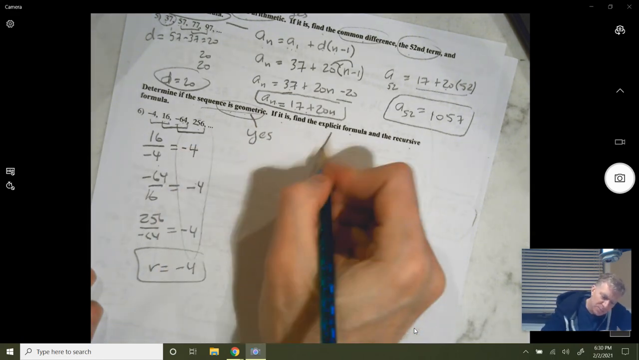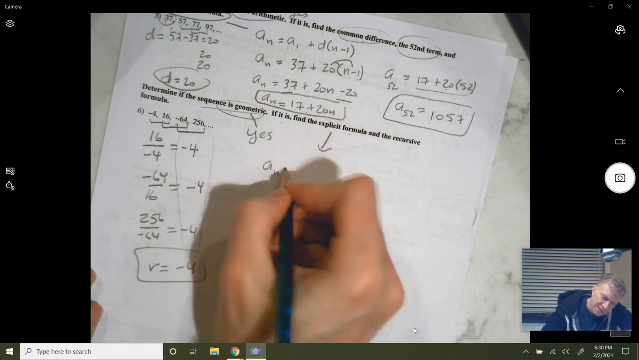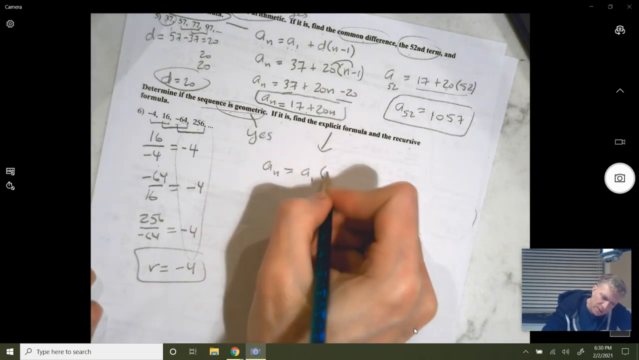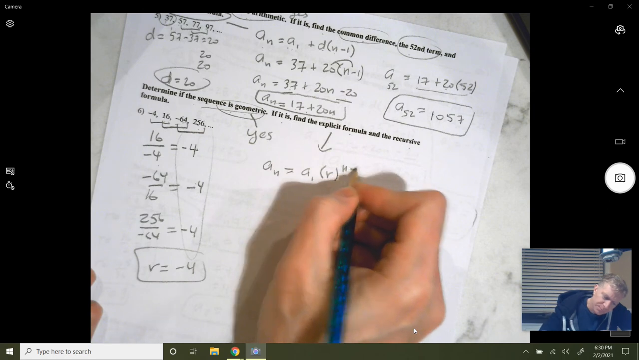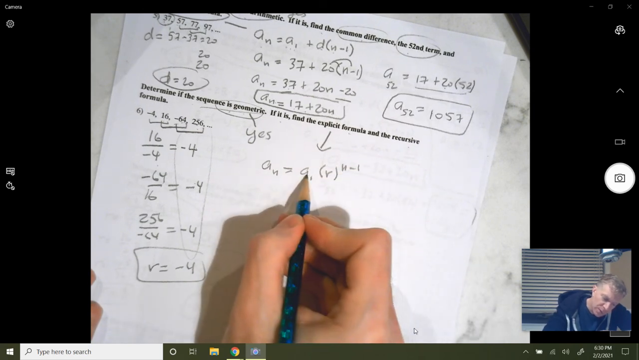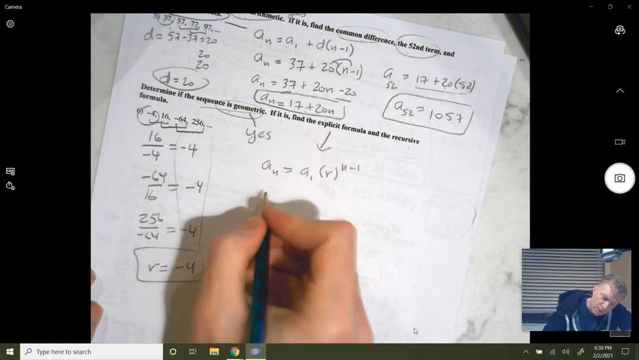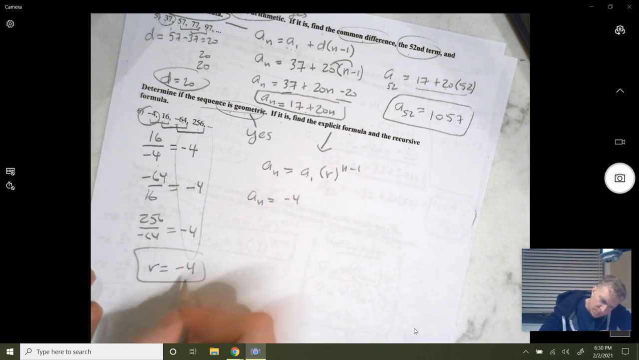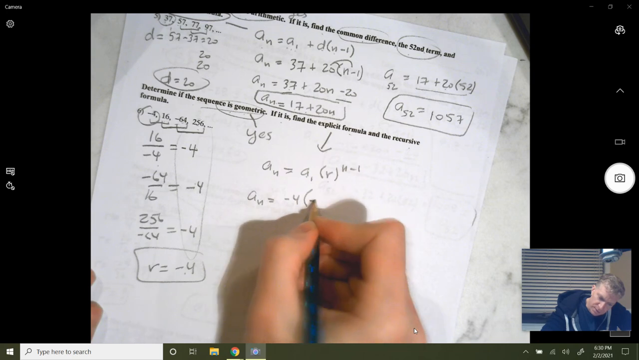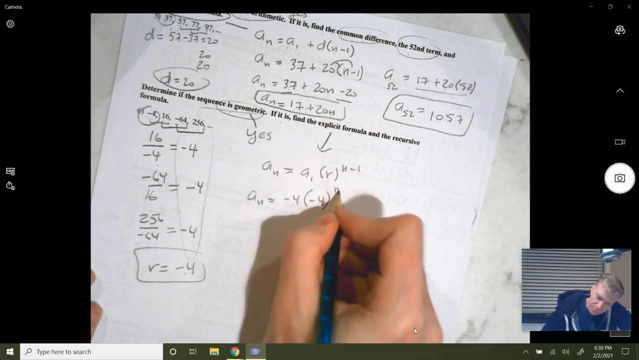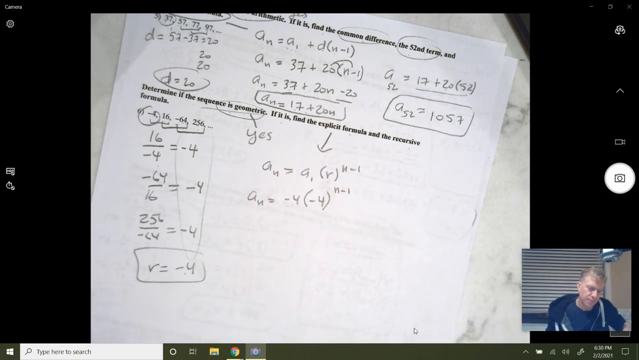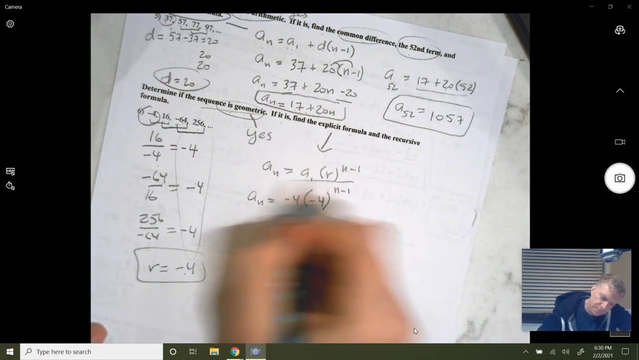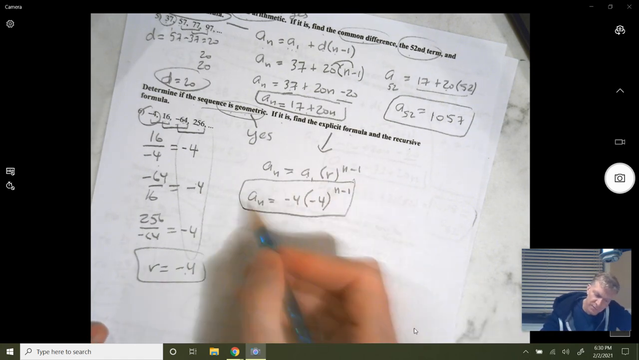Let's find the explicit formula. So a sub n equals a sub 1 times r to the n minus 1. Plug in your first term, which is negative 4. Plug in your common ratio, which, interestingly, is also negative 4. There's your formula. We don't have to find the 52nd term.